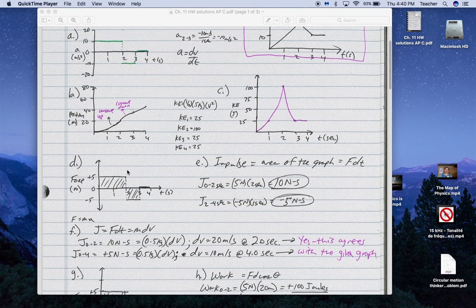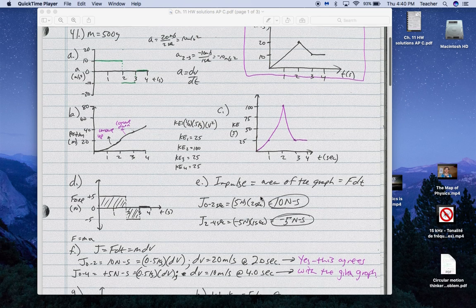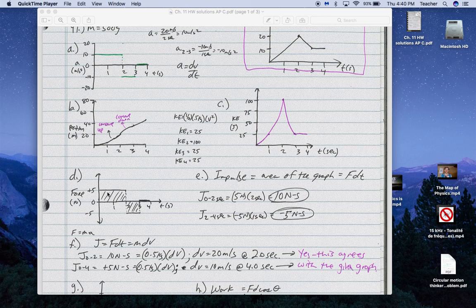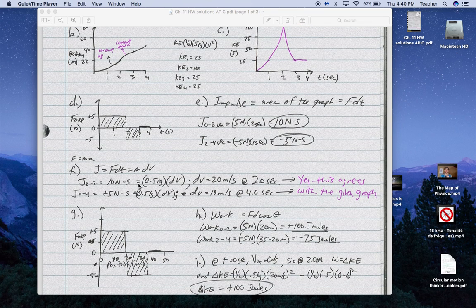For D, you're asked to have a force versus time graph. Using Newton's second law, force is equal to m times a, so 0.5 kilograms times this means that my graph here should have the same shape as the graph for A, but the values will be different. For E, the impulse is the area of this graph. So from 0 to 2 seconds, that's 10 Newton seconds of impulse. From 2 to 3 seconds, that's negative 5 Newton seconds of impulse.